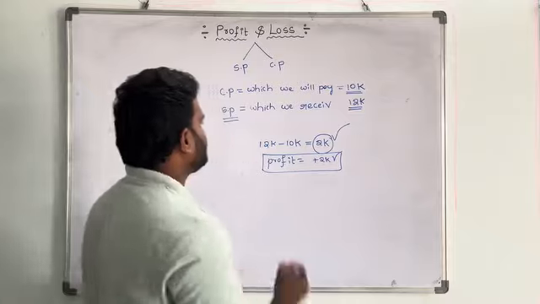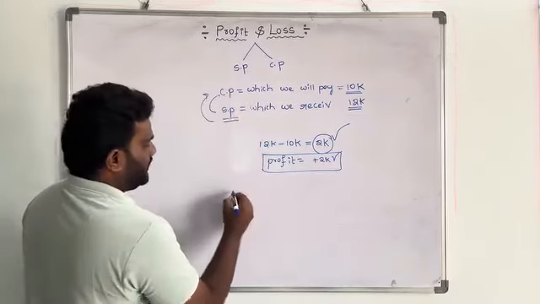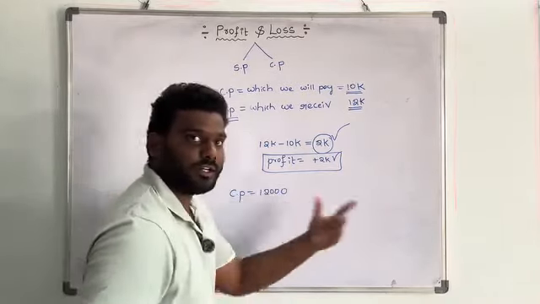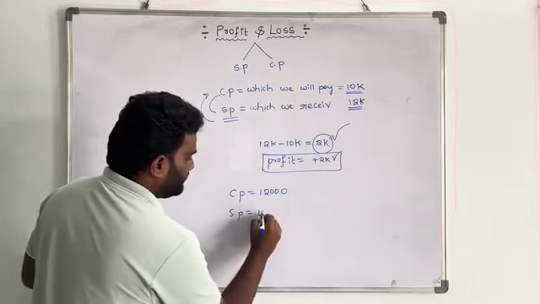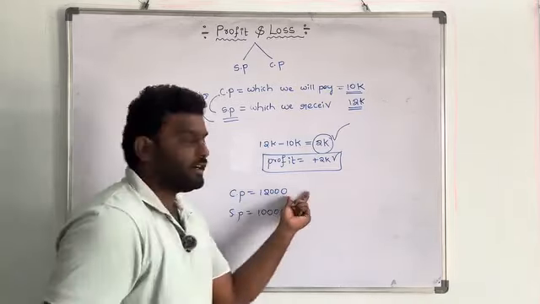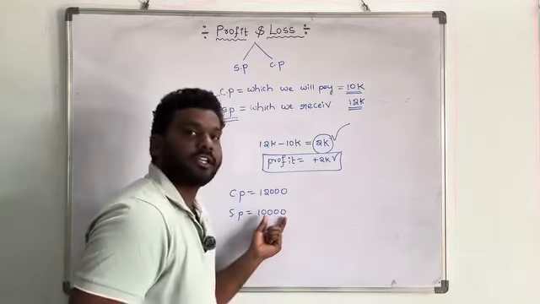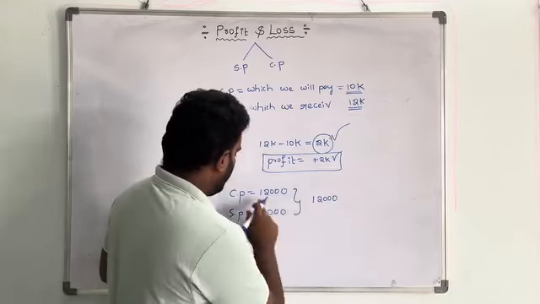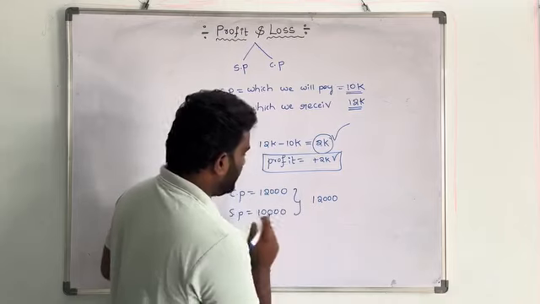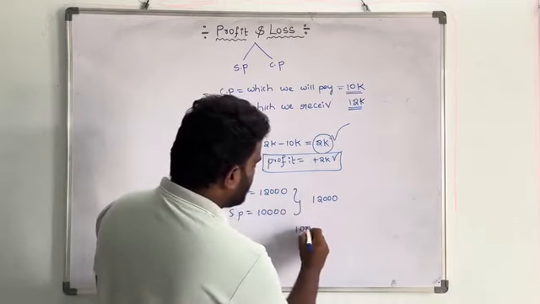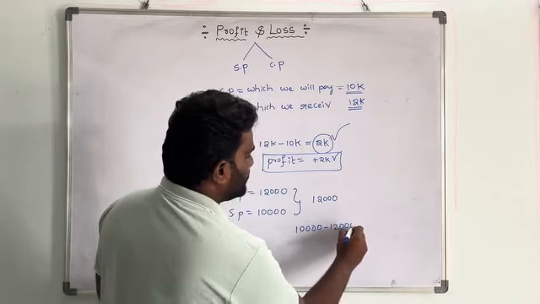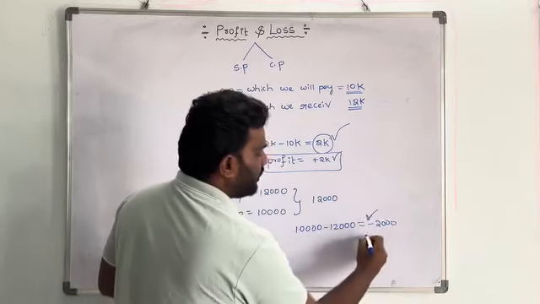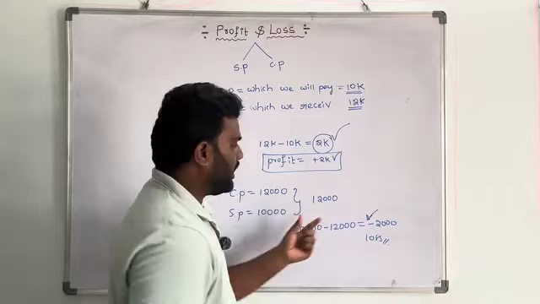For example, let me interchange these things. You bought a mobile for 12,000 and you sold it for 10,000. See, you bought it for 12,000 but you sold it for 10,000 only. So what is the difference here? 12,000 is cost price and selling price is 10,000, so you do 10,000 minus 12,000. Then you will get minus 2,000. Minus indicates loss. This is called loss. So you lost 2,000 here.